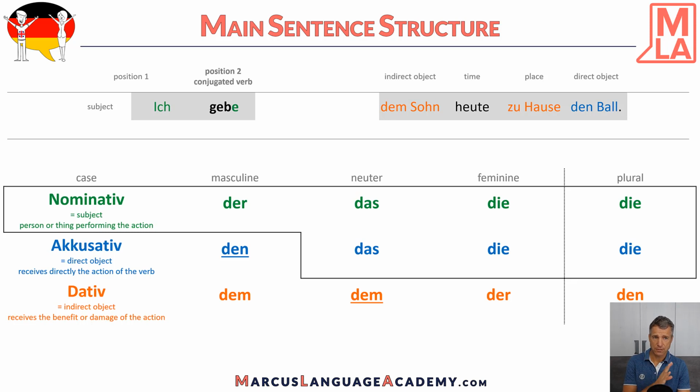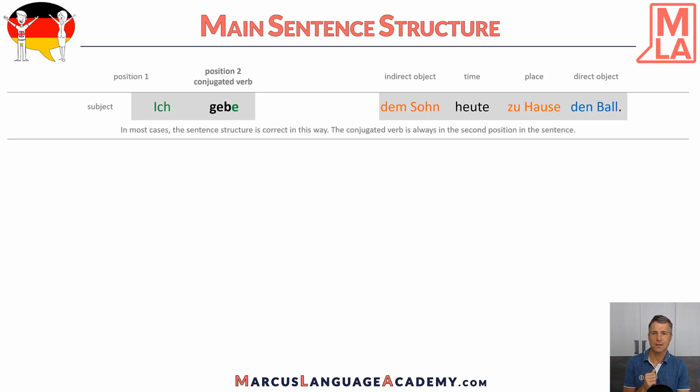Remember, here's a table about dative and accusative and nominative case. Therefore we have dem Sohn and we have den Ball. Okay, I explained this already in a different video. If you want to know more about this, just check out this video. So in most cases, this sentence structure is correct in this way. Important, the verb has to be in position 2.